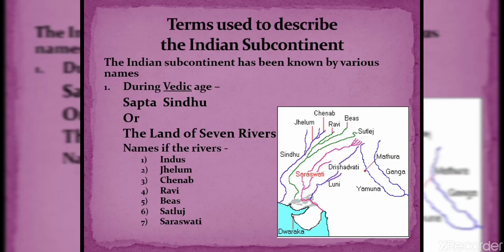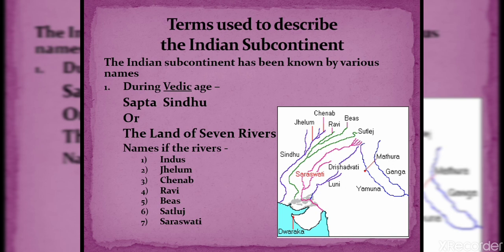Now, let's come to the main topic, that is terms used to describe the subcontinent. Through thousands of years of Indian history, the Indian subcontinent has been known by various names. Now, let's discuss all those names one by one. Number one, during the Vedic age, India was called Saptasindhu. In Sanskrit, Sapt means seven, and it was also called the land of seven rivers.